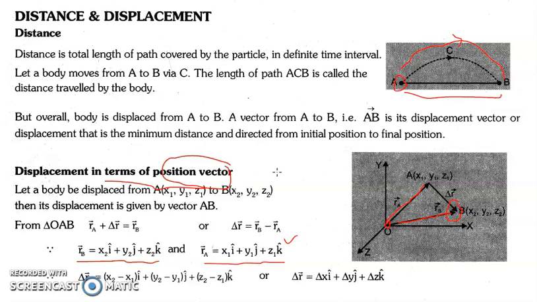So whenever I am trying to calculate this delta r vector, meaning the change in position from point A to point B, we will simply subtract the coordinates of A from B, that is x2 minus x1 into i cap, y2 minus y1 into j cap and z2 minus z1 into k cap. So this will be the delta r vector, that is delta x i cap plus delta y j cap plus delta z k cap.